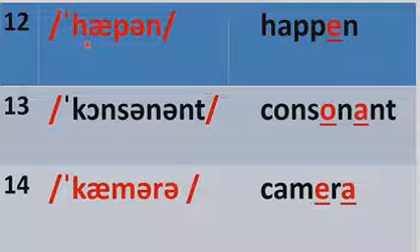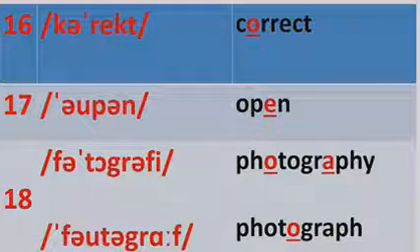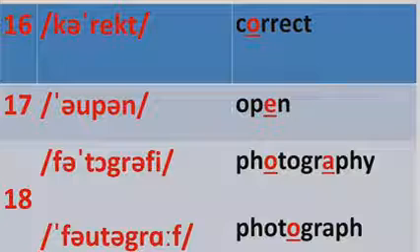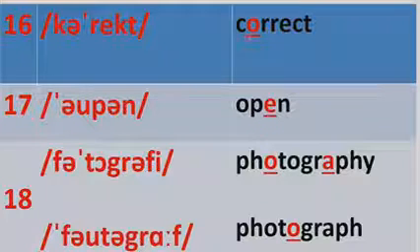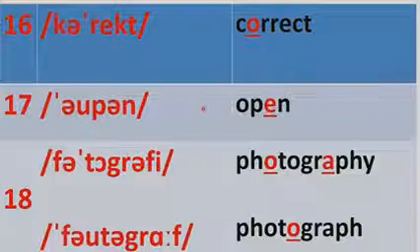Thank you. In number 16, the letter that gives schwa is O, and this is pronounced correct. Go to number 17, you'll find letter E giving us the schwa in the word open.